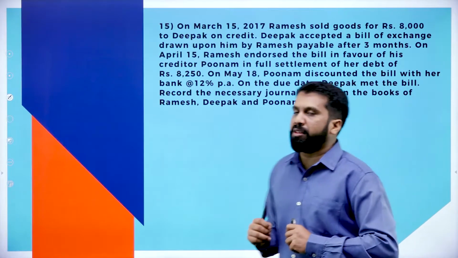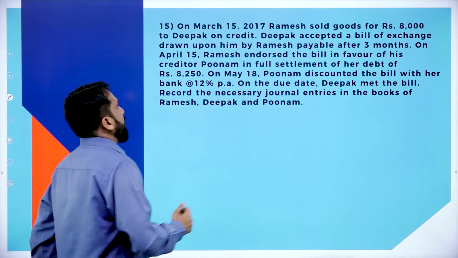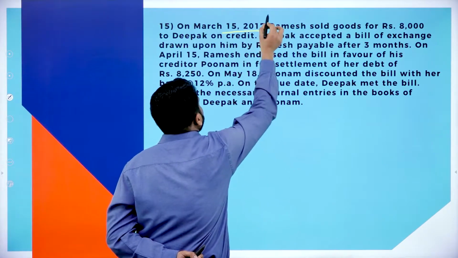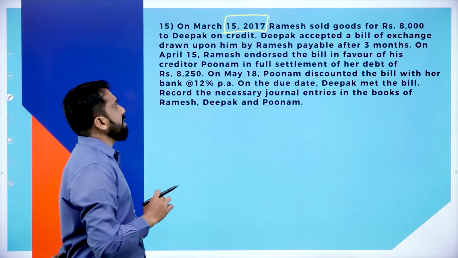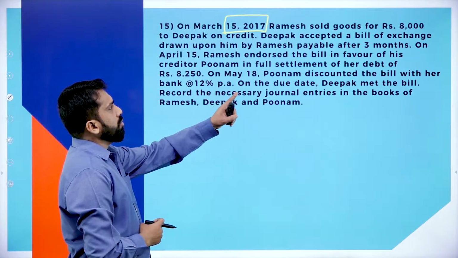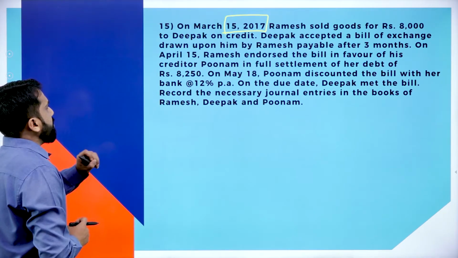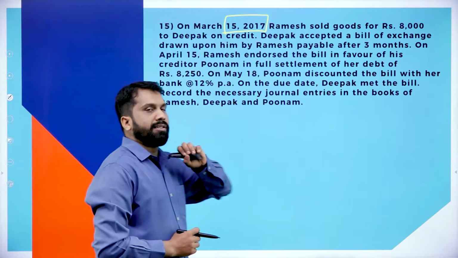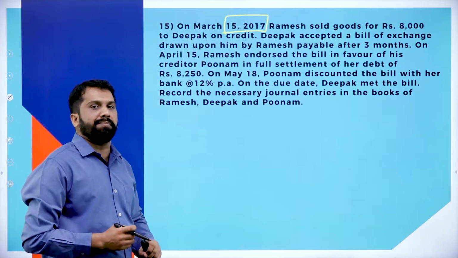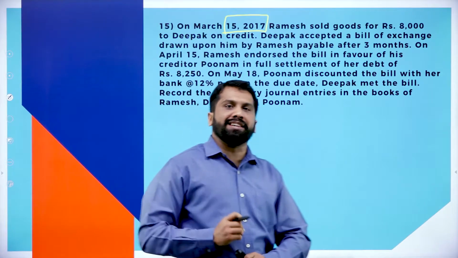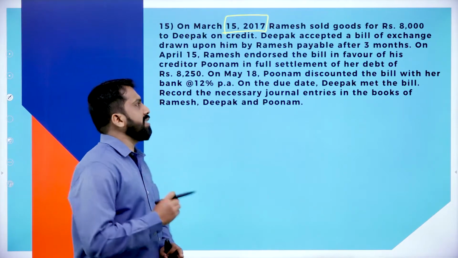Now, this will be your question. Read it carefully. On March 15, 2017, Ramesh sold goods for rupees 8,000 to Deepak on credit. So 8,000 worth of goods is sold on a credit basis. If it is bills of exchange, remember, it is always on a credit basis.